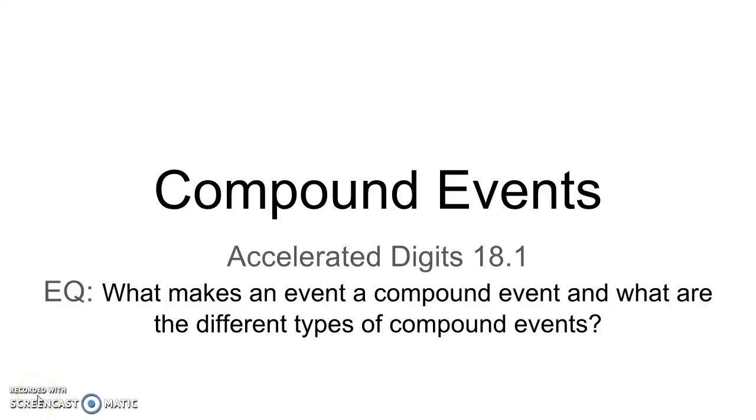Today in our next lesson in our probability unit, we are going to be learning about compound events. In your table of contents, write the title of the lesson, Compound Events. Then on the next clean sheet of notebook paper, write your title, Compound Events, and our EQ for today: what makes an event a compound event, and what are the different types of compound events. Hit pause to set up your notes in your table of contents, and when you're ready to move on, hit play.